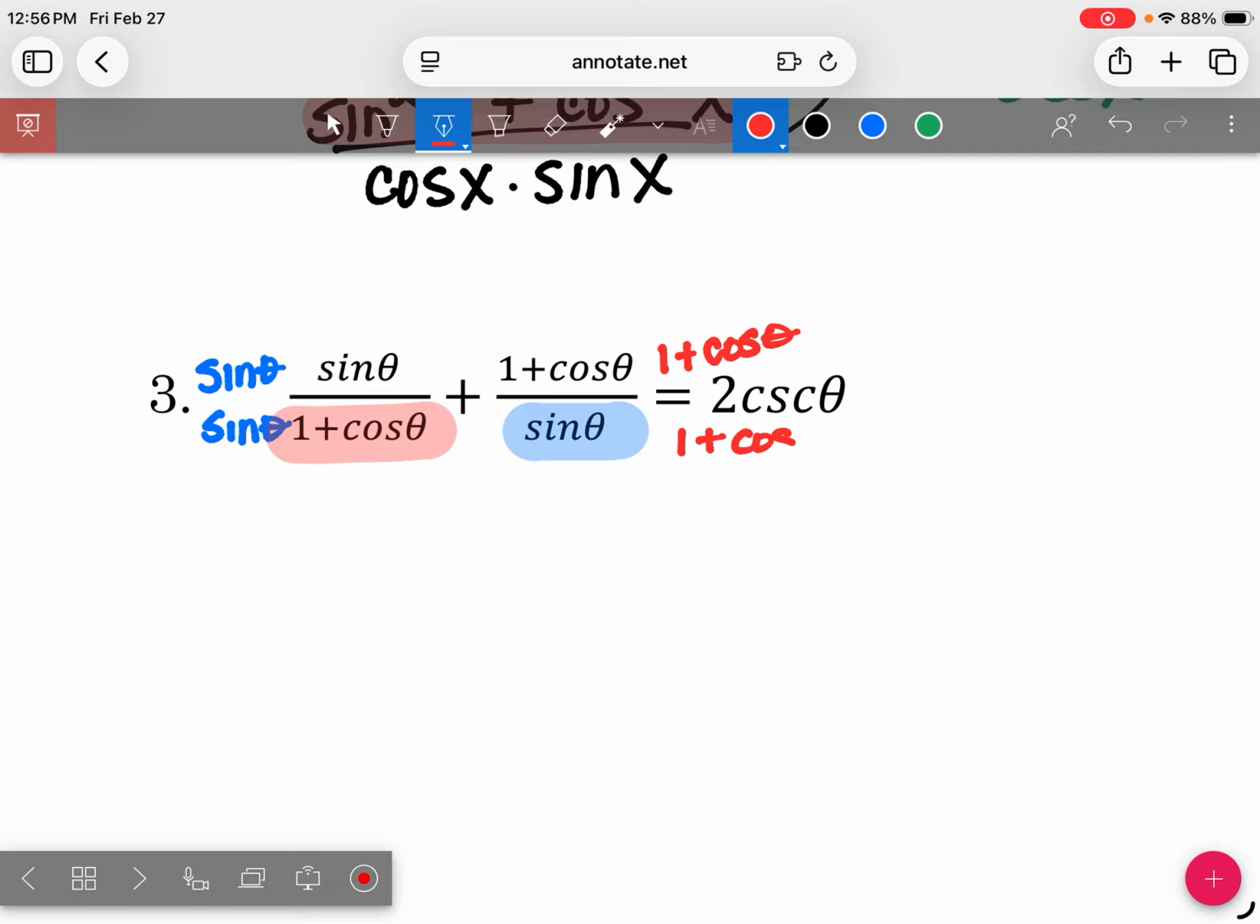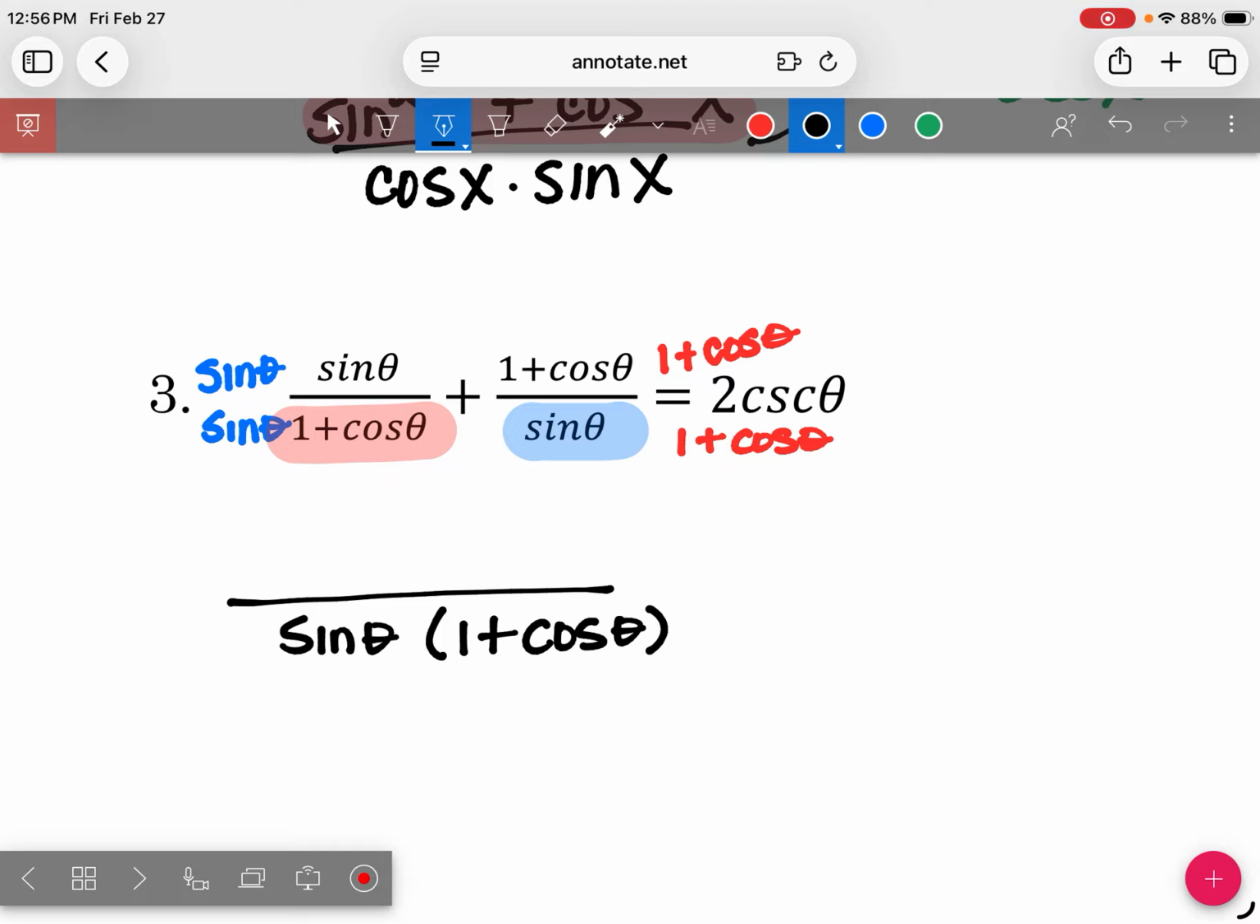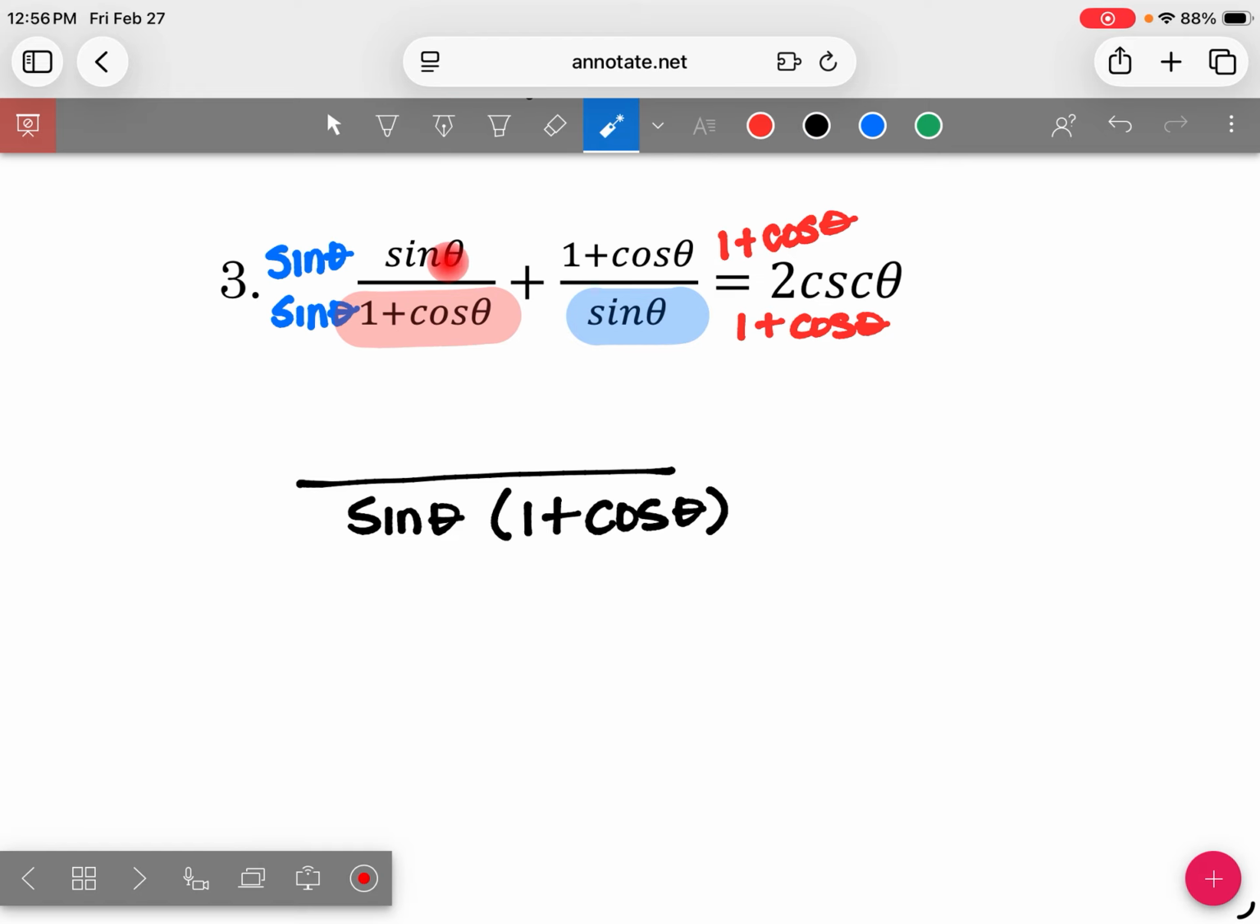All right, so I'm going to bring this all together. So I have a fraction, and this is my denominator. And we got a little bit of a complicated numerator. So the first thing is, I'm going to multiply these together. What do you get when you multiply sine by sine? Sine squared. Bring down the addition sign.